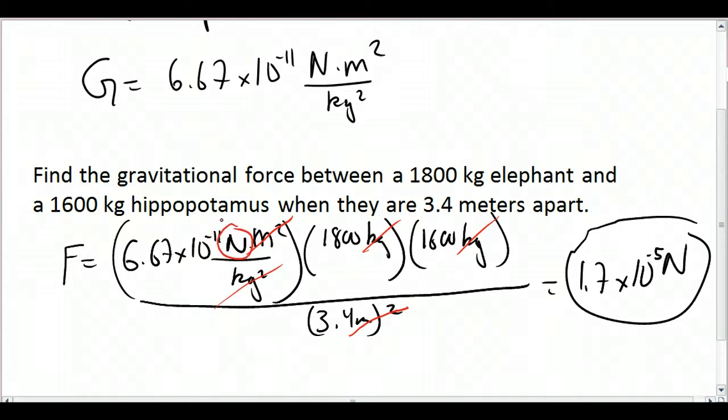So again, you should get 1.7 times 10 to the negative 5th newtons. If you got something really close, like 1.8, 1.6, don't worry. If you didn't get that, try it again in your calculator. Make sure that you're using 6.67, second, the comma button, so the E comes up, and then a negative 11 in your calculator, and then you multiply by 1,800, you multiply by 1,600. You might want to get an answer to that part, and then divide by 3.4 squared.